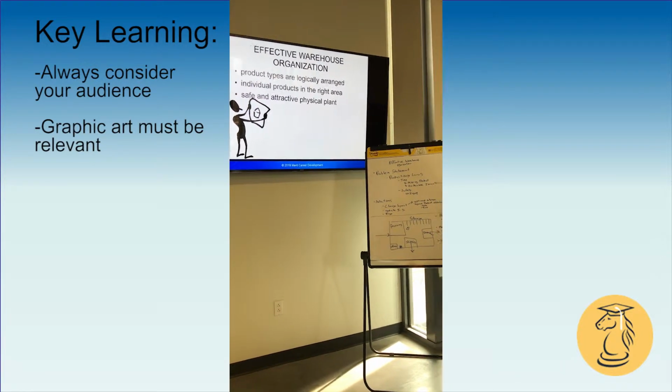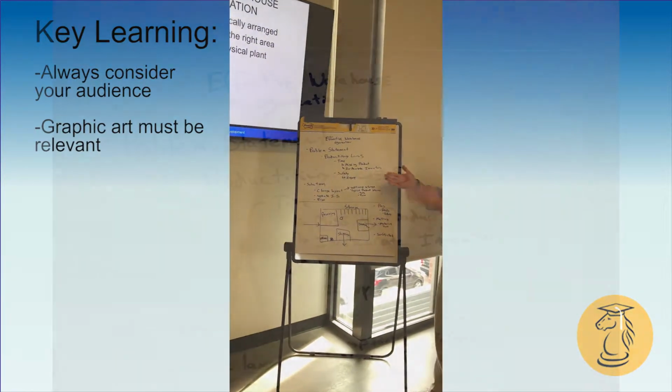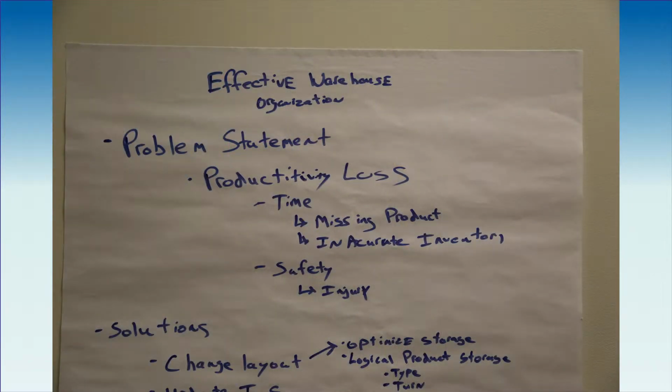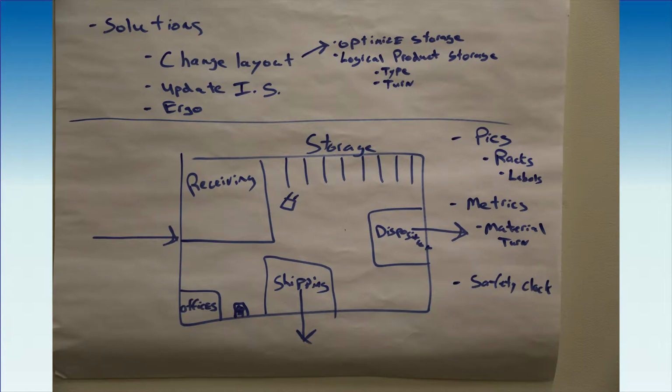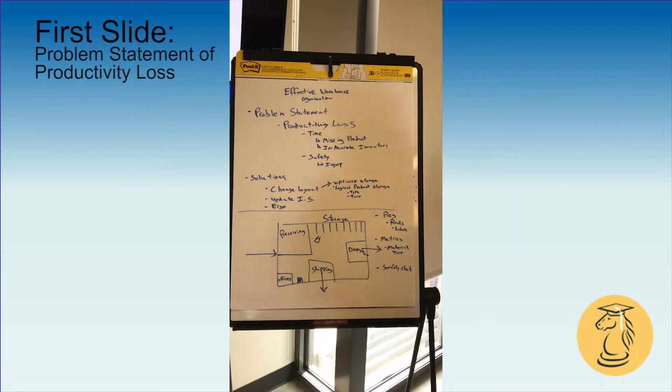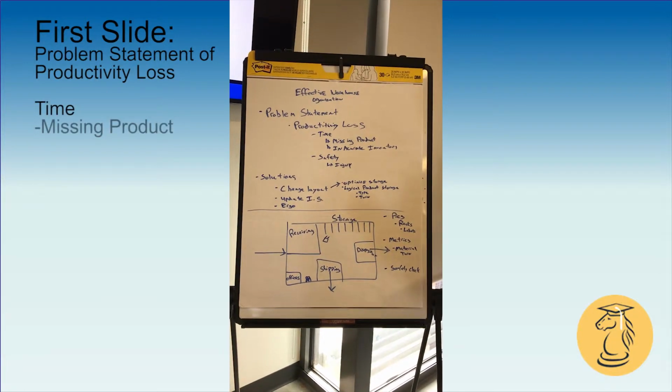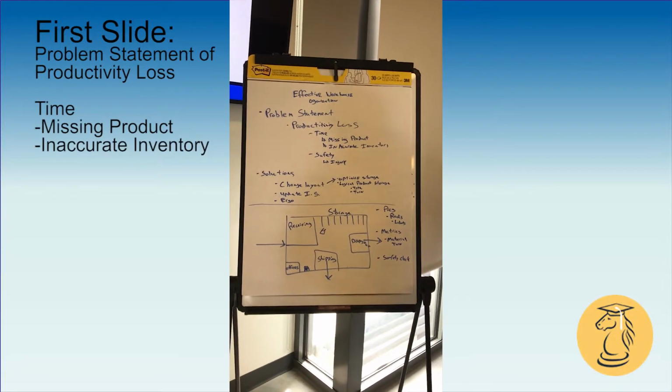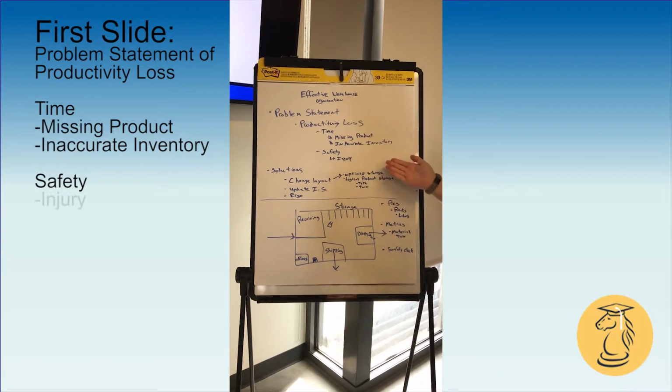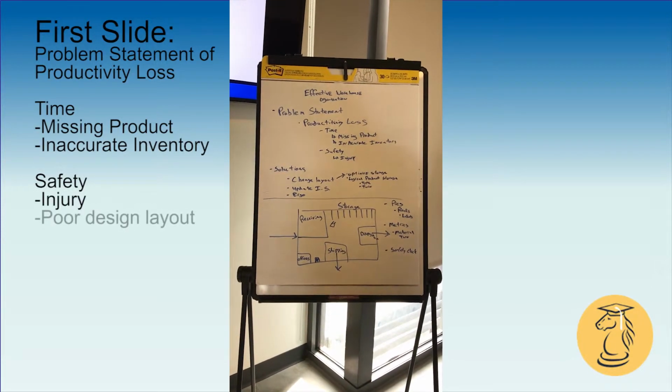So here's what I did. I identified a problem statement within effective warehouse organization and a concept of solutions. So what could the problem to an ineffective warehouse be? Well, productivity loss, loss of time due to missing product and inaccurate inventory, and also safety issues due to injury due to a warehouse not laid out appropriately.